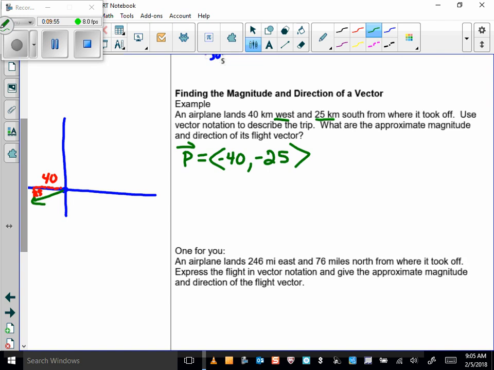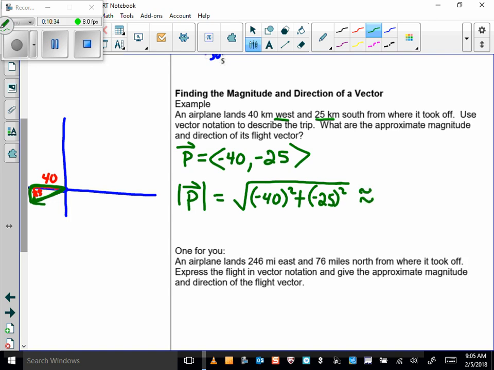Okay, well the magnitude, of course, is going to be the hypotenuse of this right triangle that I've set up here. Right, I got a right triangle. The vector, the magnitude is always going to be the hypotenuse. So how do we find the hypotenuse? We use the Pythagorean theorem, and we denote the magnitude by putting what looks like absolute value signs around that vector. And so what we've got to do is take negative 40 squared plus negative 25 squared, and that's going to be our magnitude.